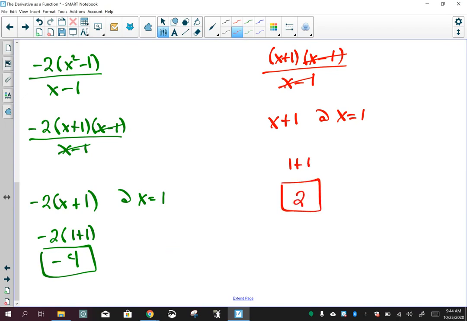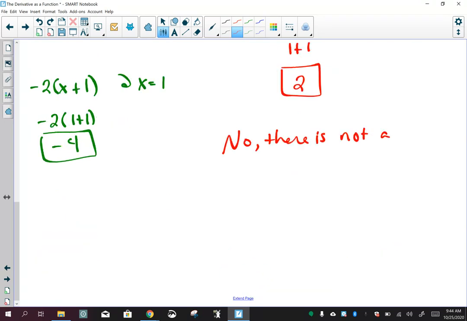So since these two are not the same thing, the answer is no, there is not a derivative at x equals 1.